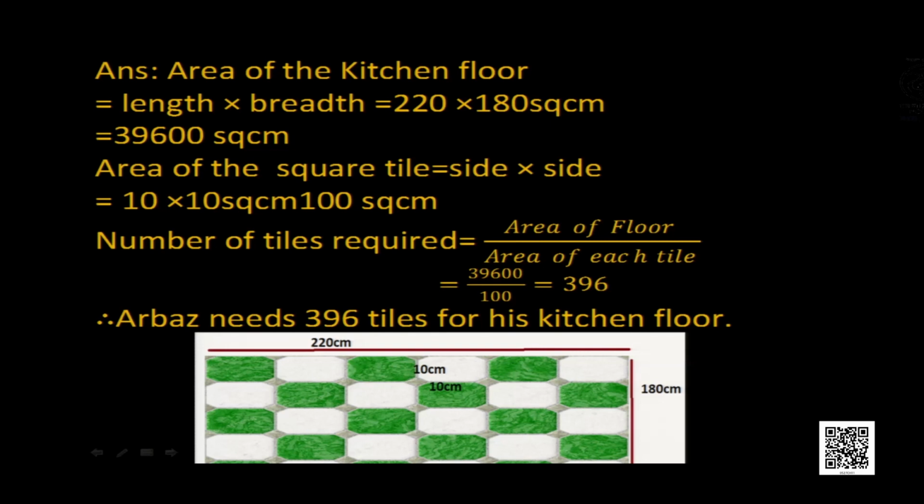So number of square tiles required is equal to area of the floor divided by area of each tile. So that is equal to 39600 divided by 100, that is 396. So Orbaz needs 396 tiles for his kitchen floor. Let us take another question.